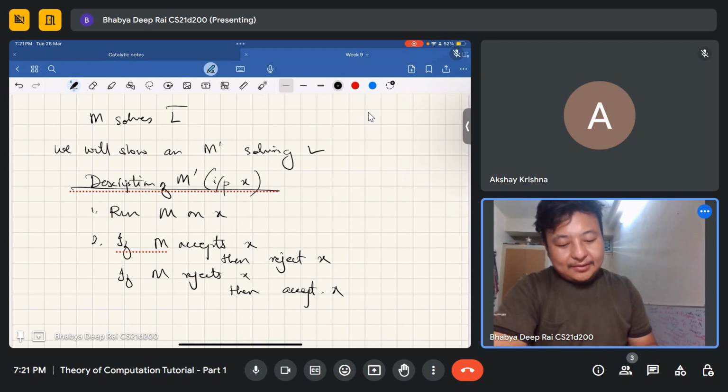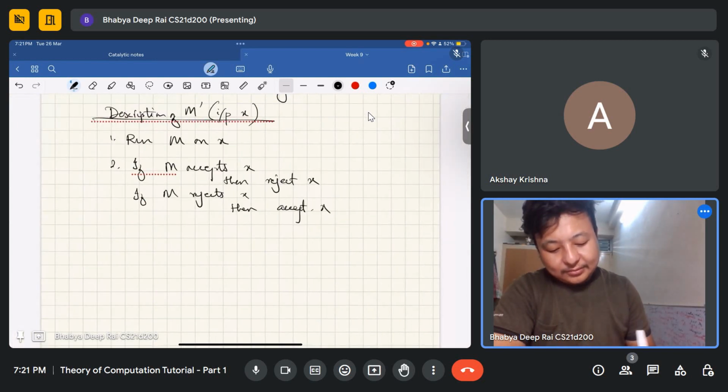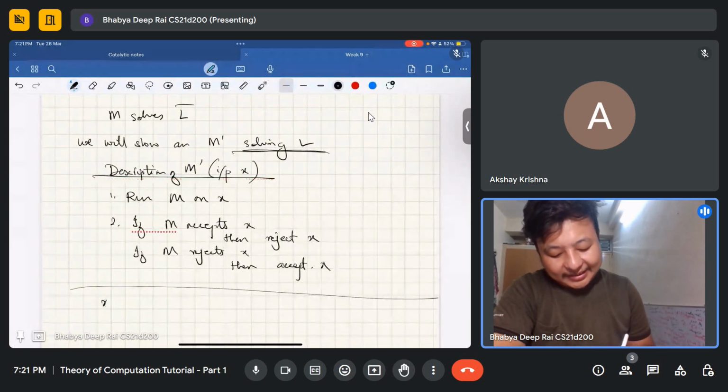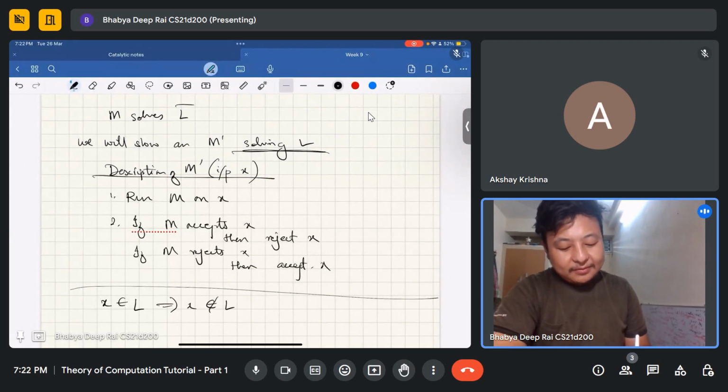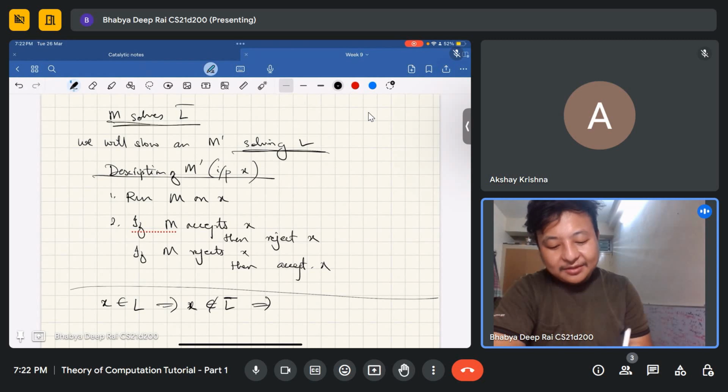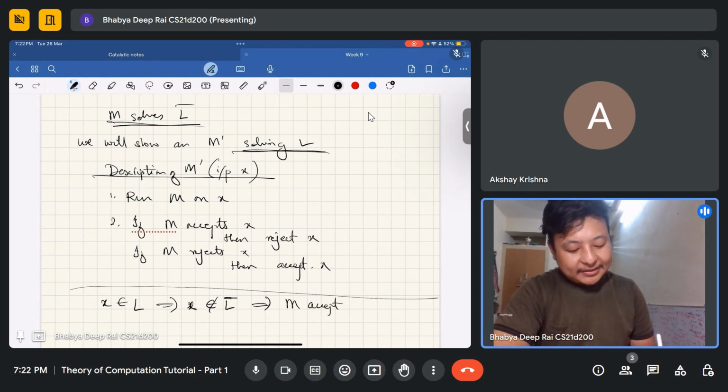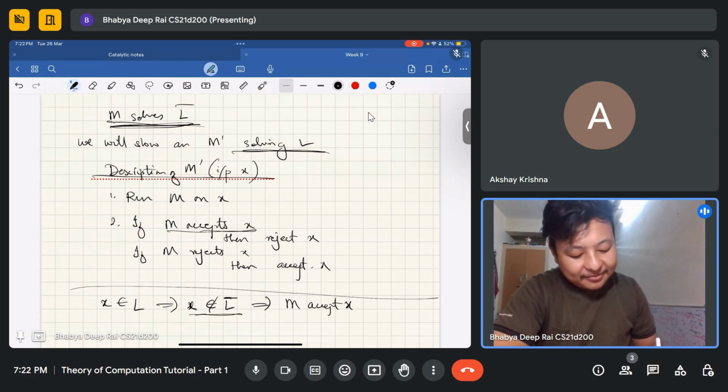Why is this correct? That is, why does it solve L? Let's say X belongs to L, which means X does not belong to L bar. If X does not belong to L bar, then M, which solves L bar, will reject it, right? M rejects X because M solves L bar. Oh, what am I saying? Sorry, M rejects X because X does not belong to L bar.